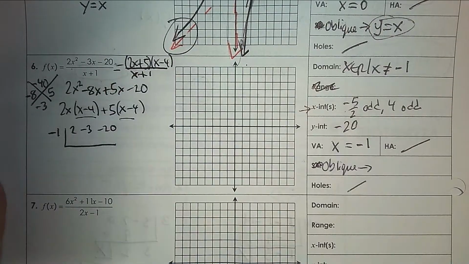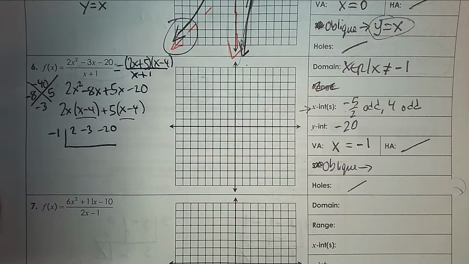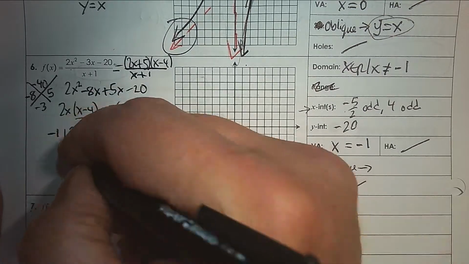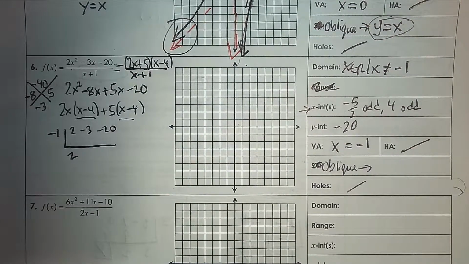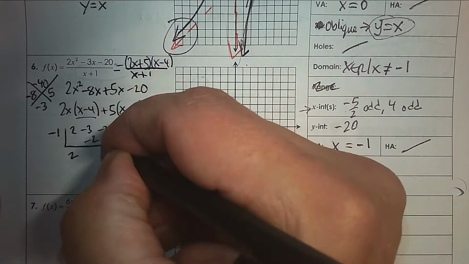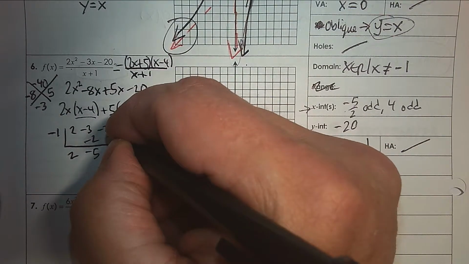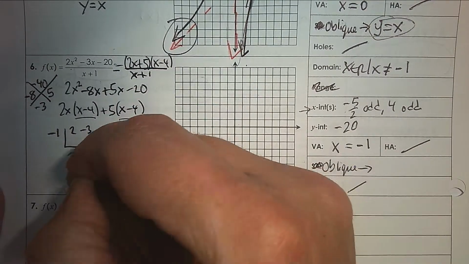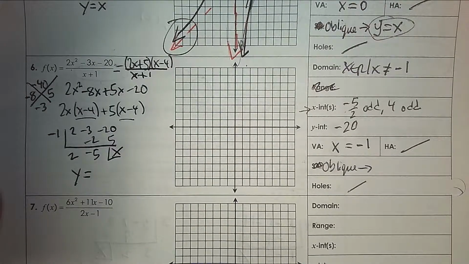All right, go for it. No, but talk to me as you're doing it. You said bring down the 2? Yeah. Next? -2, -5, 5. And here's the thing, right? I don't care, right? So the remainder doesn't affect the oblique. So what's the answer for the oblique?